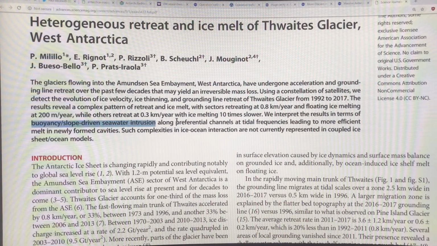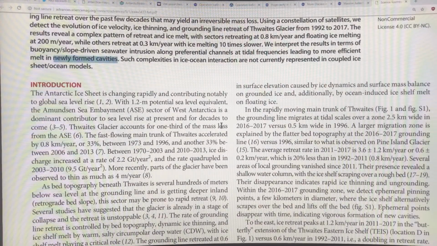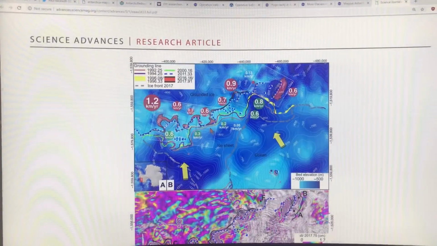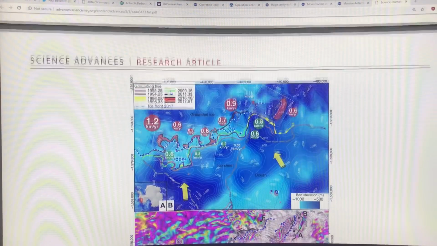And there are different preferential channels that are measured at different tidal frequencies. So the tides are very important, and as the tides go in and out, depending on the buoyancy of the ice and the pockets underneath, you can get a lot more mixing of that warm water, causing melting of the ice from below. Okay, so I'm going to look at the main points of this study, the main diagrams, and so this one here.